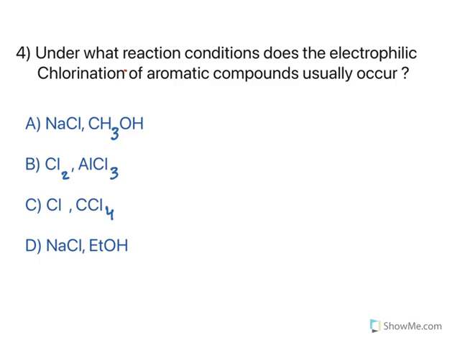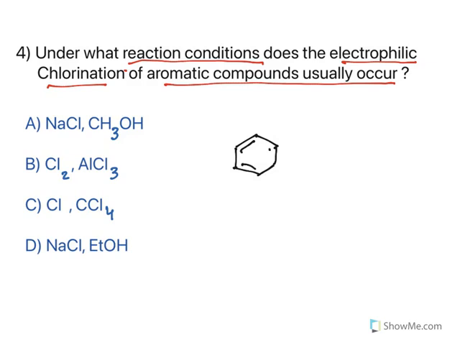Now, under what reaction conditions does the electrophilic chlorination of aromatic compounds usually occur? Now, let us understand this. See, this is what a benzene ring is. Now, benzene ring has got these things. You know the benzene formula is C6H6. It has all these hydrogens attached like this, sp2 hybridized.